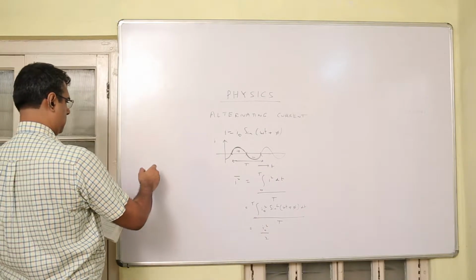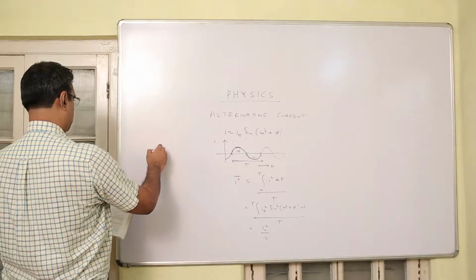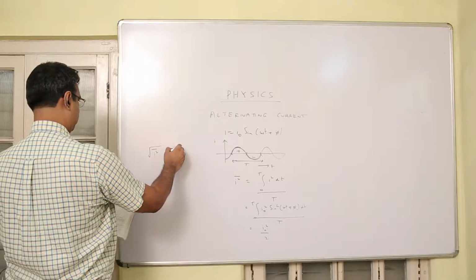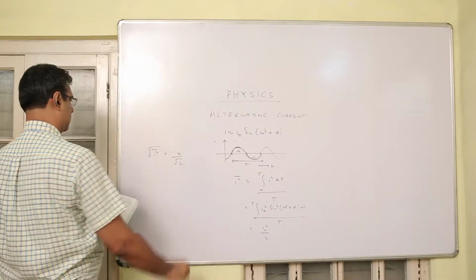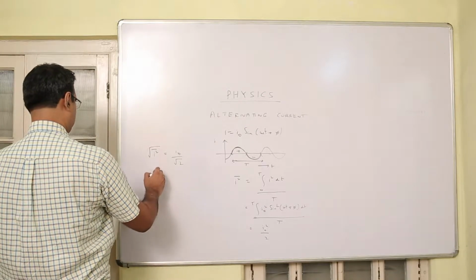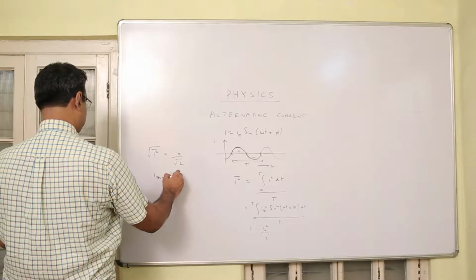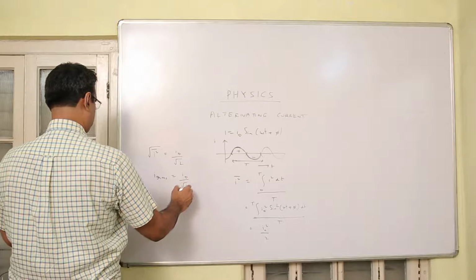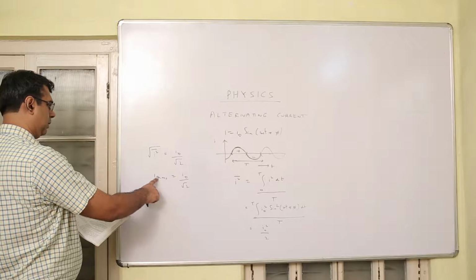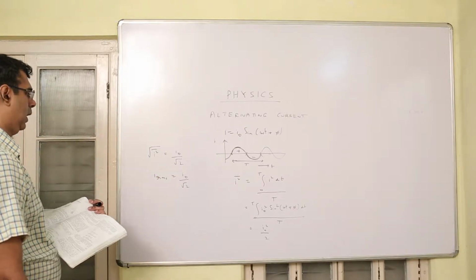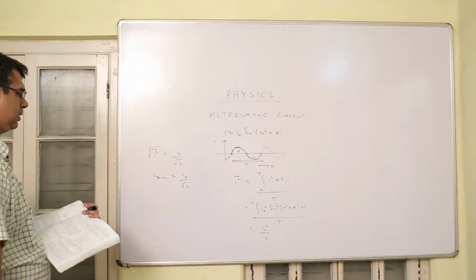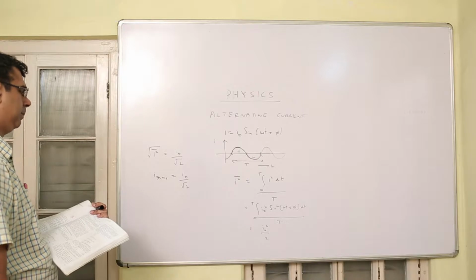Now suppose I were to take the square root of the average of I square, the answer would be I0 by root 2. This square root of the average of I square is known as IRMS, because it is root mean square. You are first squaring the current, then taking the mean, and then finally you are doing square root. So this I0 by root 2 is known as IRMS, or the RMS current in the circuit.